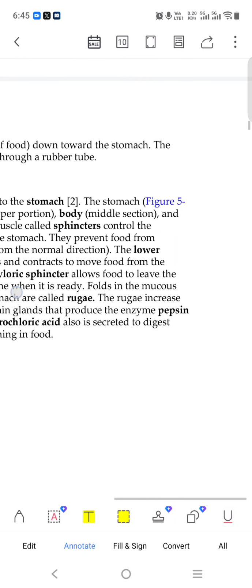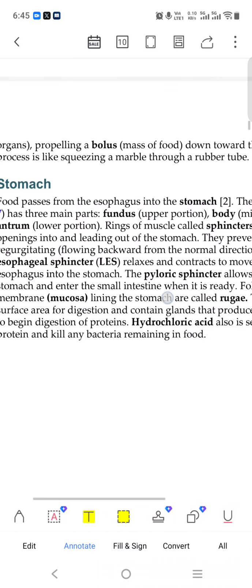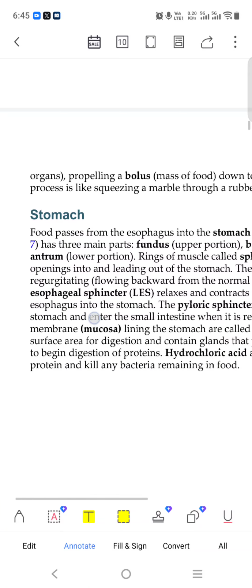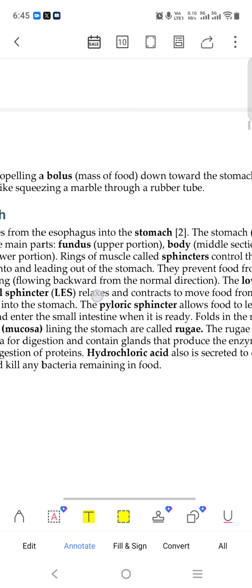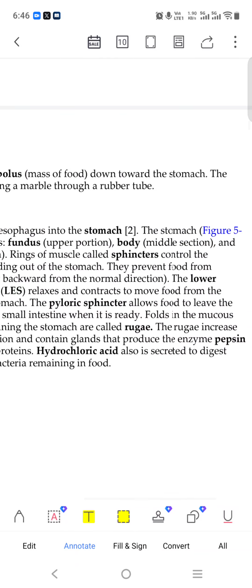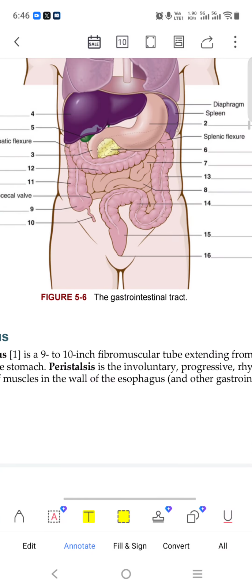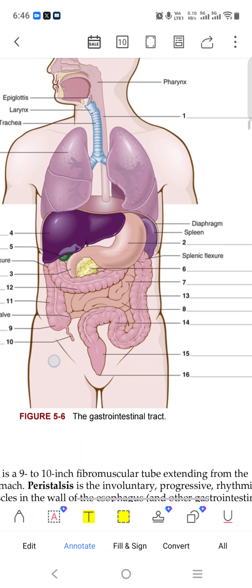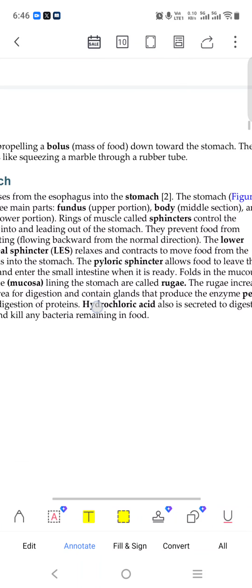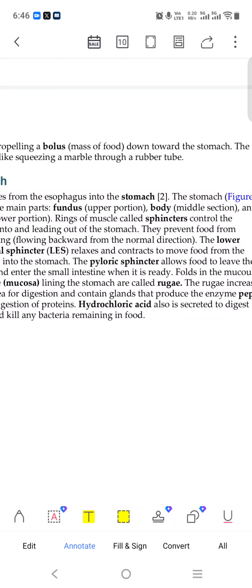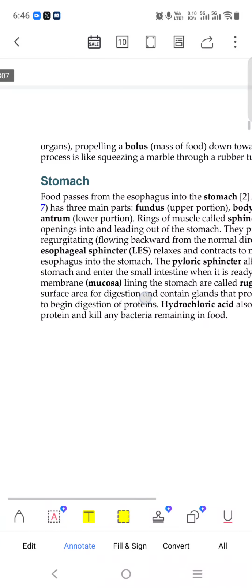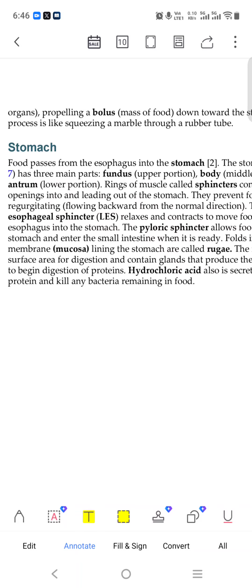Then the fundus is the upper portion of the body. In the stomach figure, the fundus is the upper portion and the body is the middle section. This will all come in detail further. So the fundus is the upper portion of our stomach body, and the sphincter is the lower portion. Everything is given downside.